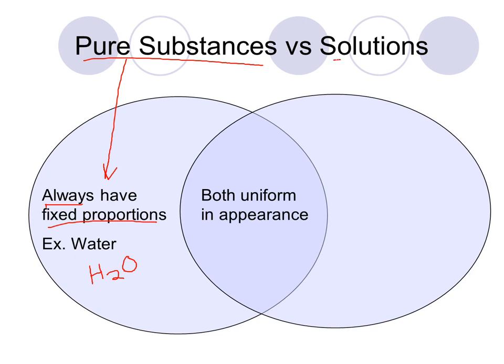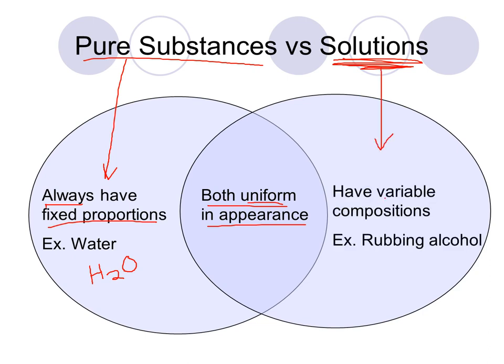Pure substances and solutions both look uniform. So they look as if they're made of one thing. But a solution has other things in it. It's just way too small to actually see those other things. They look like they're only one thing. But solutions have something else in them. And because of this, you can vary the concentration or vary the composition of that thing that is dissolved in the solvent. So for example, rubbing alcohol.